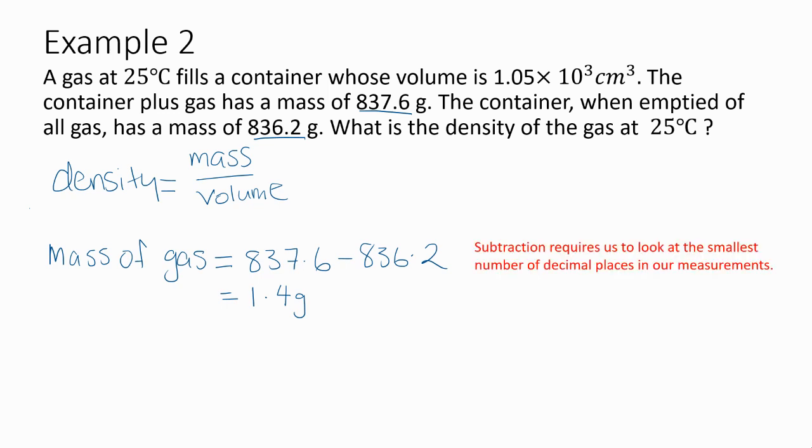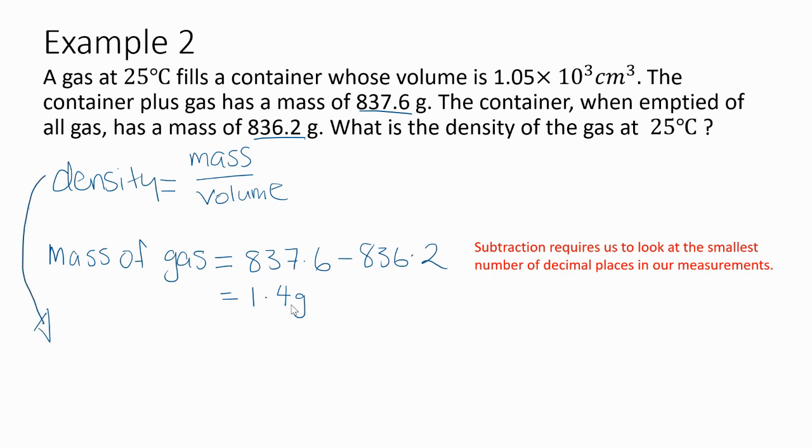Now, this was a subtraction, which requires us to look at the smallest number of decimal places in our measurements. Looking at both of our values here, we've got 1 decimal place, 1 decimal place. That means the lowest number of decimal places in our measurements is 1, which means our answer must have 1 decimal place, which it does, so that's fine. We're going to leave it as it is.